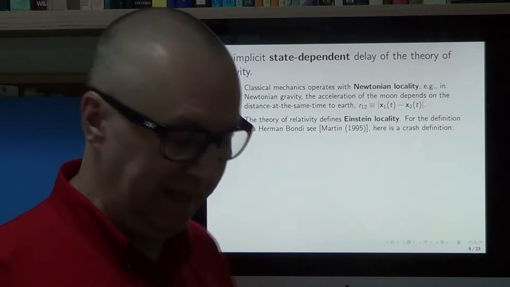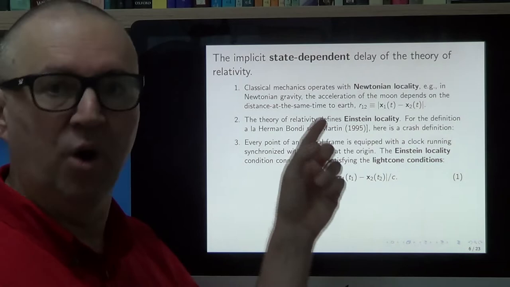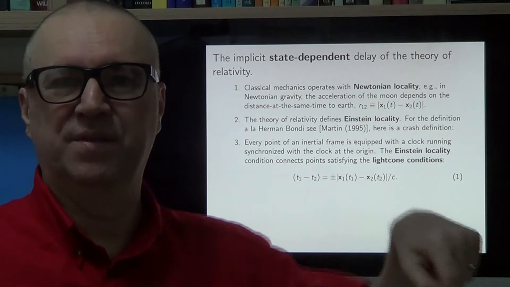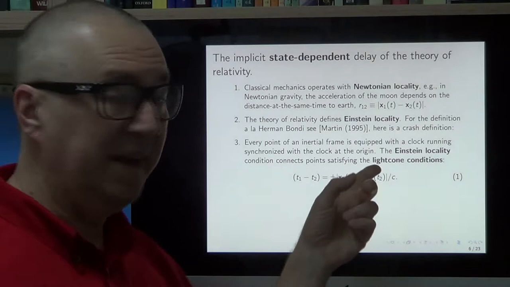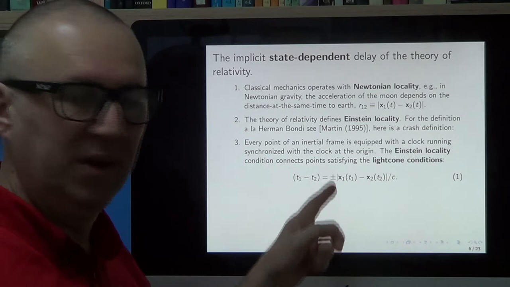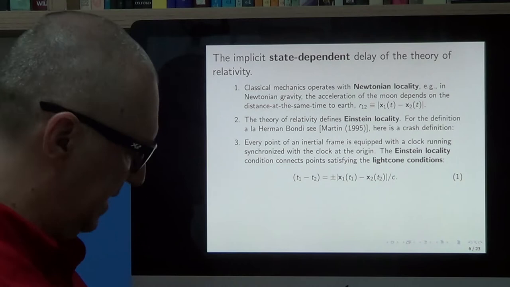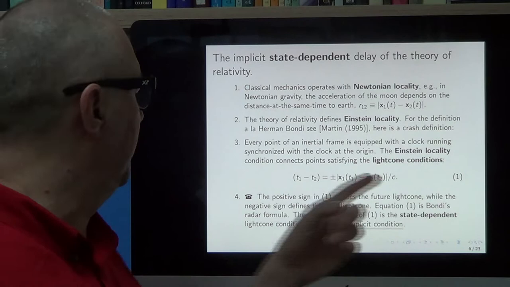Here's a crash definition. Every point of an inertial frame is equipped with a clock synchronized with the clock at the origin of that frame. Every frame has a clock at the origin, and all the clocks everywhere else are synchronized with that clock. The Einstein locality condition connects points satisfying the light cone conditions, which is t1 minus t2 is plus or minus the distance from x1 at time t1 to x2 at time t2. Here I put the speed of light; otherwise, c equals 1, you forget this. The positive sign defines the future light cone, while the negative sign defines the past light cone.